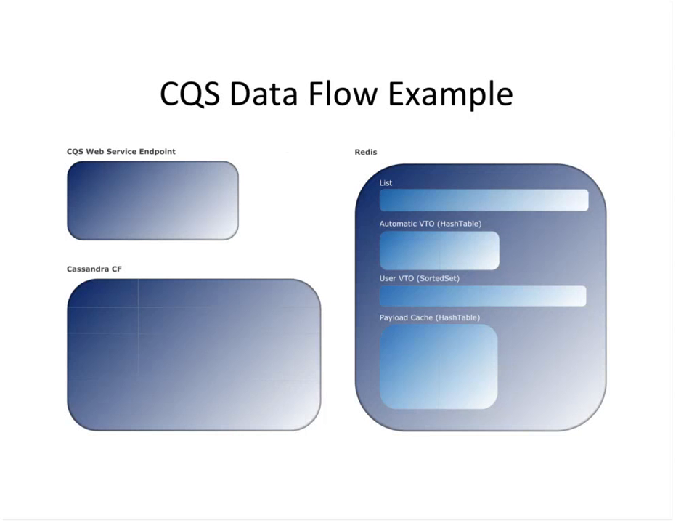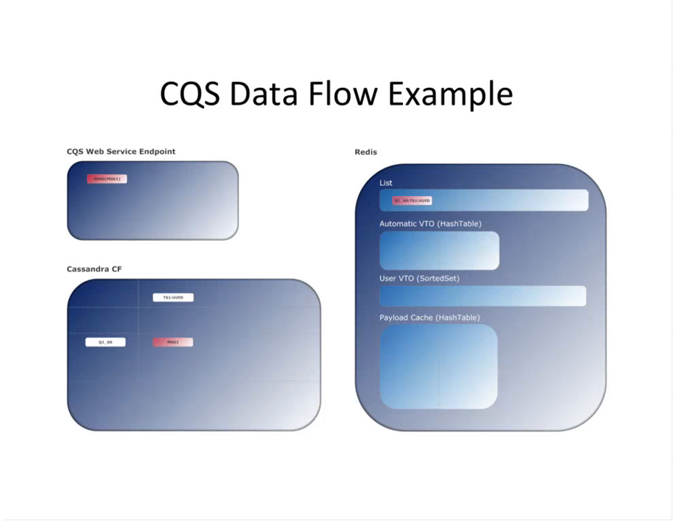In the lower left of that diagram, you see the Cassandra column family that I just explained that stores queue messages across a number of rows. And then on the right, you see Redis. And I mentioned before, Redis provides different types of data structures. So we have a list here and then hash tables and so forth. And you will see how these things work together.